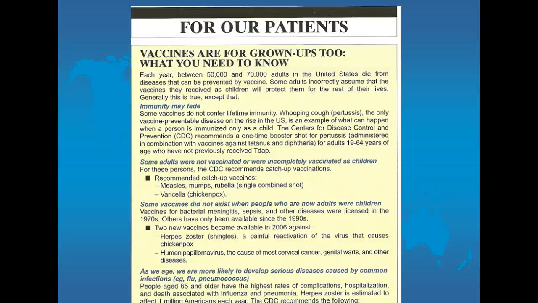You got to remember, some of the adults were not vaccinated or were incompletely vaccinated when they were children. And you have to remember that a lot of vaccines did not even exist when these people, who are now adults, were children. Examples of that would be chickenpox vaccine, the MMR, herpes zoster, the shingles vaccine, and definitely HPV. So those things did not exist.